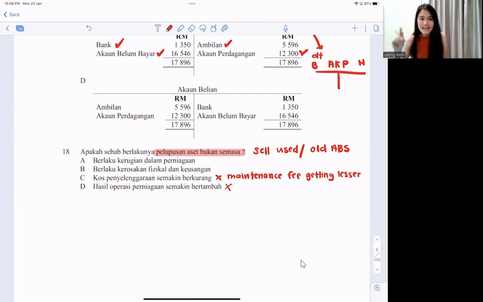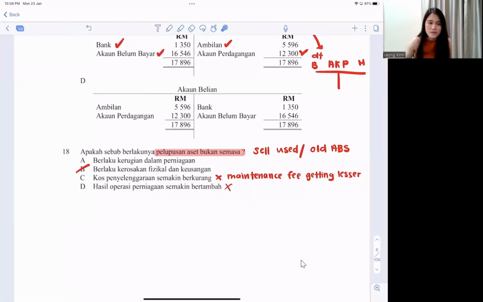So the only ones left are A and B. You want to choose the correct one. Okay. Now, we will choose berlaku kerosakan fizikal dan keusangan because this is part of the theory of pelupusan aset bukan semasa. When there is kerugian dalam perniagaan, we don't opt for selling ABS. We will instead lessen the cost of our business, not on the ABS, because ABS doesn't cost you money anymore, you understand? Only a small maintenance fee. But other than that, it's something worth keeping, so why don't I keep it? Like premises, all those you keep, right?